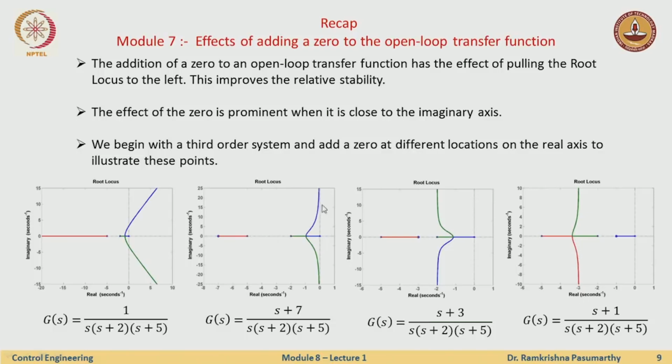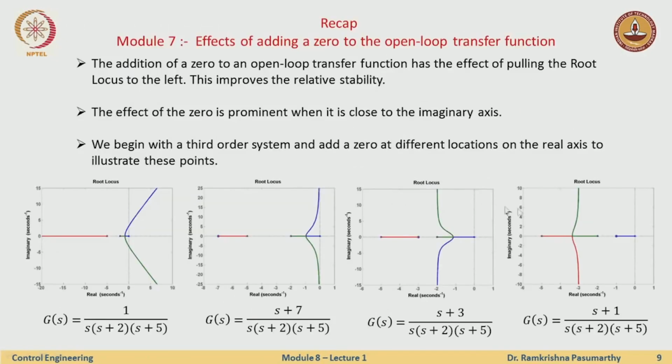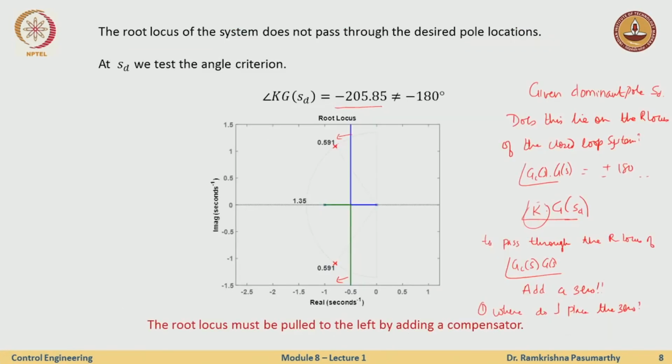Not only that, the transient response of the earlier system would be much poorer compared to this one, since this root locus is further to the left, so this will have a better transient response. So the effect of adding a 0 is to pull the root locus to the left. Now the question is how much to pull. You pull just enough so that this sd, the dominant pole, lies on the root locus of Gc times G.